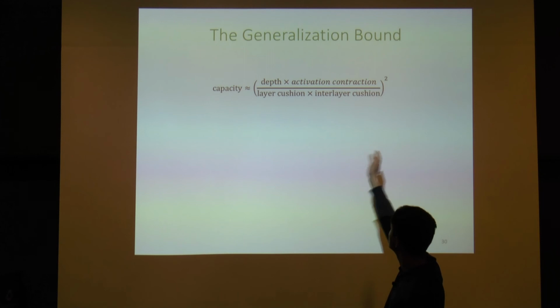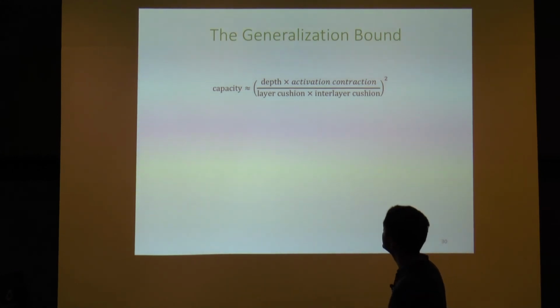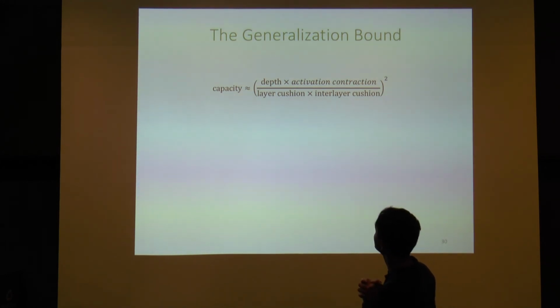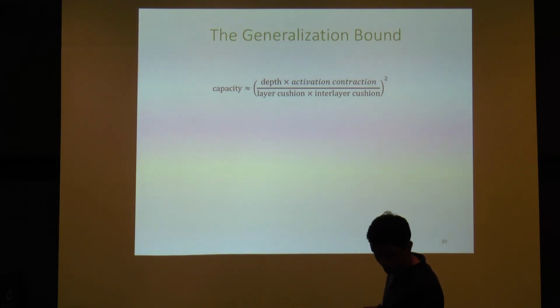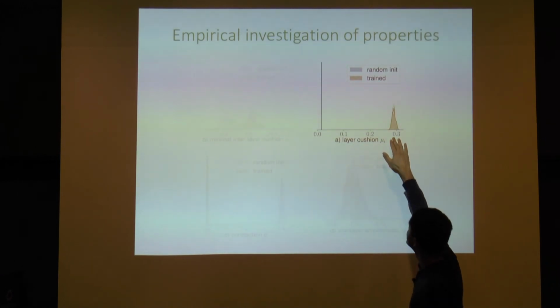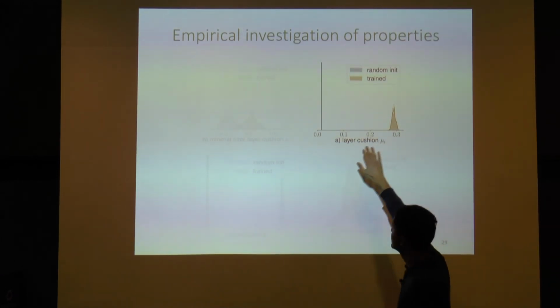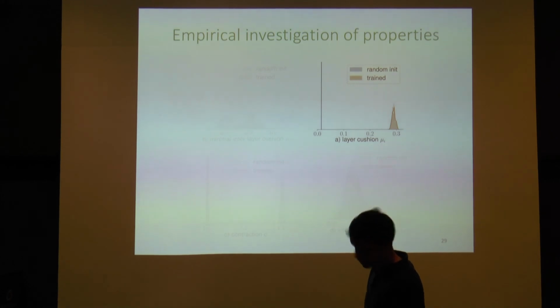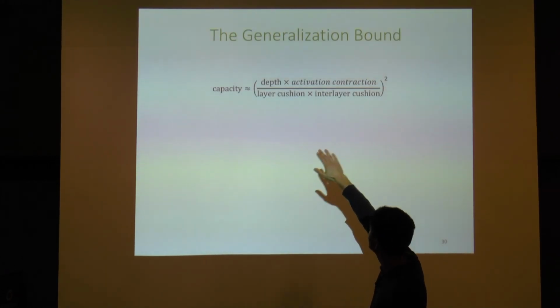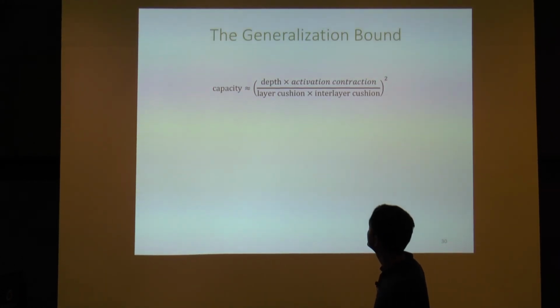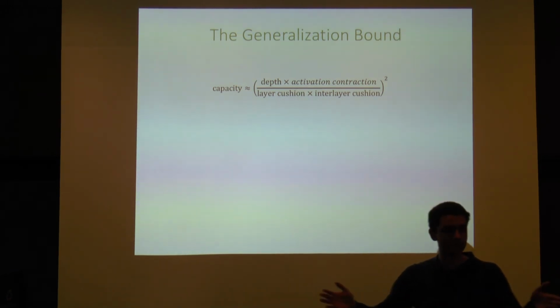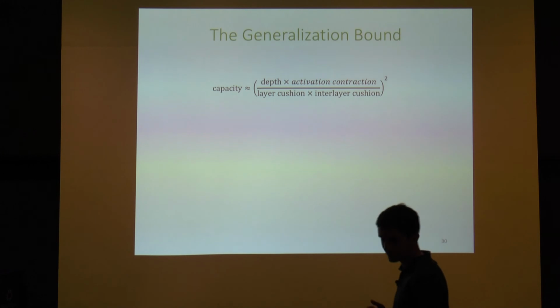So this is the final bound we come up with. The capacity corresponds to depth times activation contraction divided by layer cushion times interlayer cushion. If you remember, I showed that layer cushion is not really low on trained networks, and it's very low on random networks. So this shows that the capacity is not really high, and you don't see that effect of product of layers. Everything is linear.